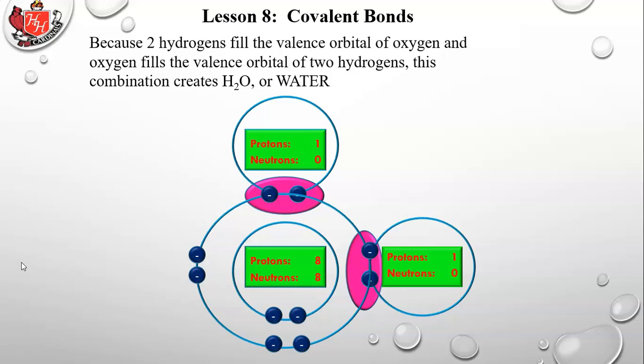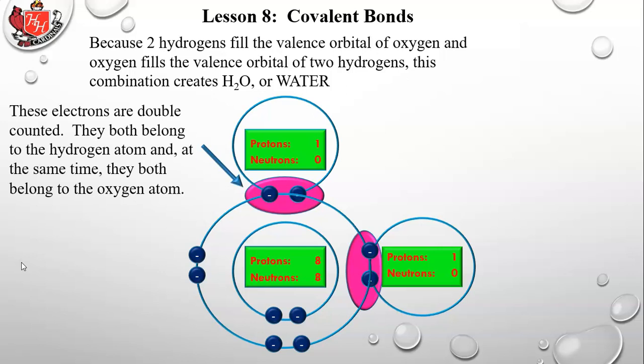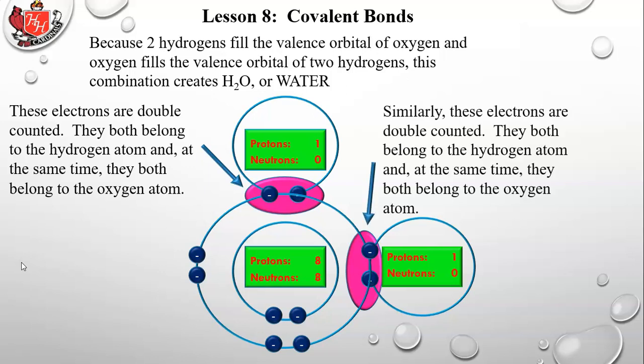They're being counted as 2 electrons for hydrogen, but they're also being counted as 2 valence electrons for oxygen. And on the right, it's the same thing. Those 2 on the right count as 2 valence electrons for hydrogen, but those same 2 electrons count as 2 valence electrons for oxygen. So you're effectively double counting those electrons. These electrons are double counted. They both belong to the hydrogen atom, and at the same time they both belong to the oxygen atom. Similarly, these electrons are double counted. They both belong to the hydrogen atom, and at the same time they both belong to the oxygen atom.